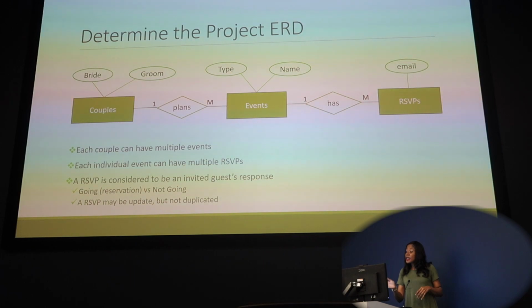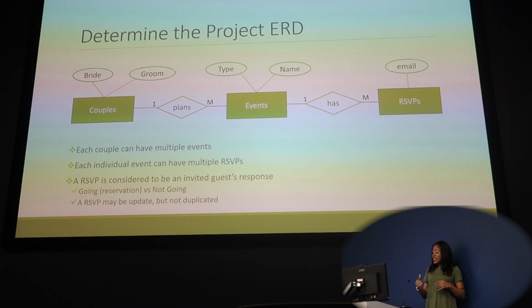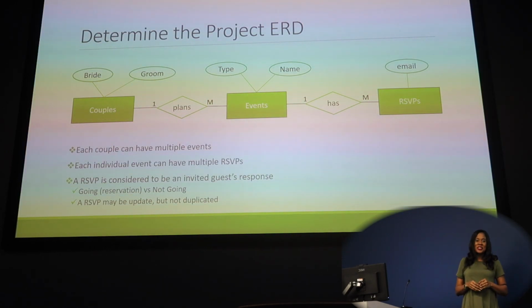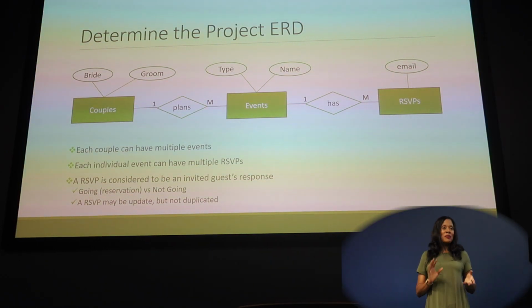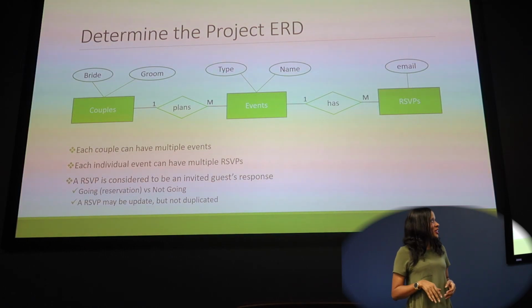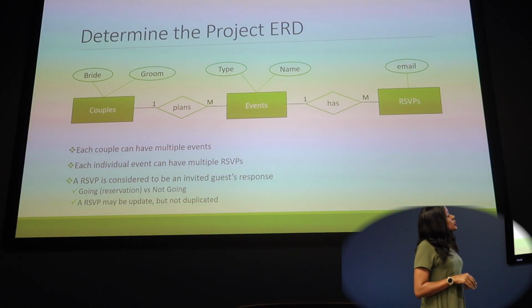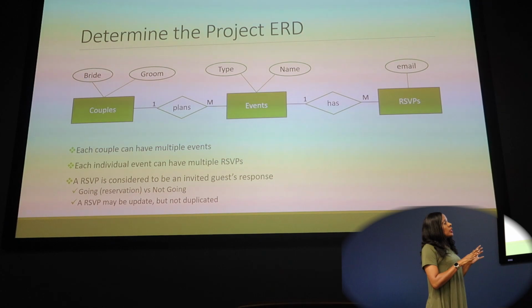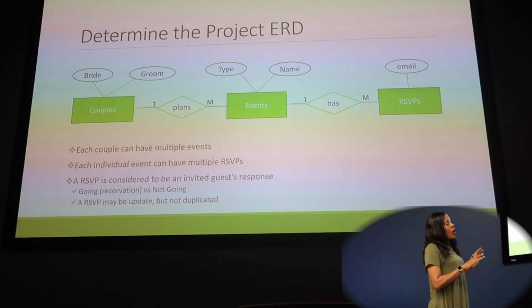They plan an event. Ideally with the event we probably want a name and a type. We're looking at like a wedding or reception, and an individual event can have several different RSVPs. I keep getting all these tongue twisters, so forgive me, okay? So you can look at this and noodle this a little bit on your own.